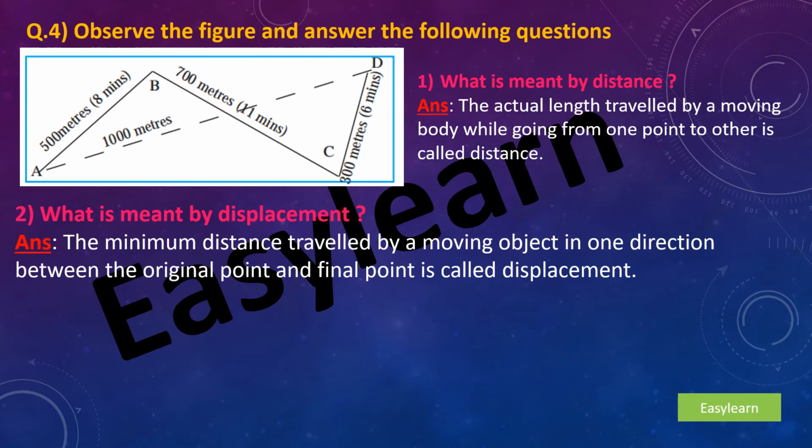Second, what is meant by displacement? Answer. The minimum distance traveled by a moving object in one direction between the original point and the final point is called displacement.